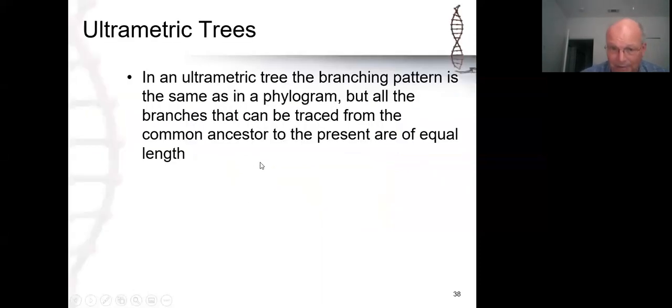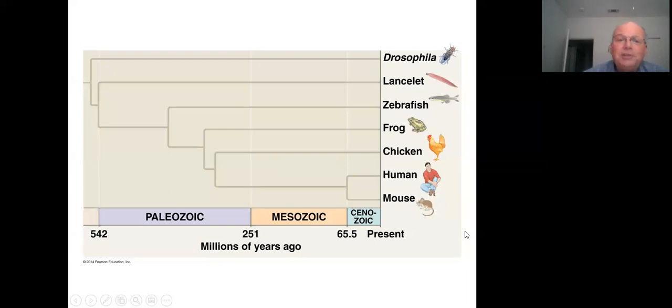Let's take a look at an ultrametric tree. One of the things that separates an ultrametric tree from many phylogenetic trees is that all of the branch points for species that are extant must end at the same point in time. So all of these species are extant. In other words, they're alive right now. They're living organisms. So the branch points have to end at present. If they came to an end prior to present, that's an indication that the organisms being diagrammed in the phylogenetic tree are extinct, no longer extant.